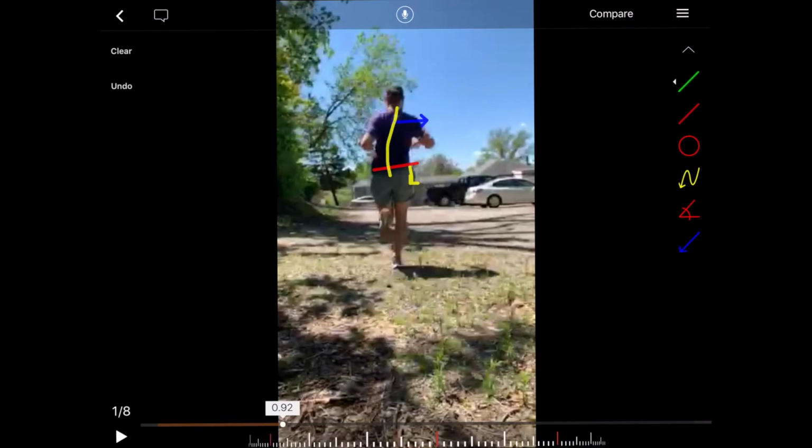So the hip drop and trunk lean: the trunk lean is compensation for glute med weakness, and the hip drop is not a compensatory pattern. The hip drop is a sign of glute med weakness, but the lean is to make it easier on the muscle.